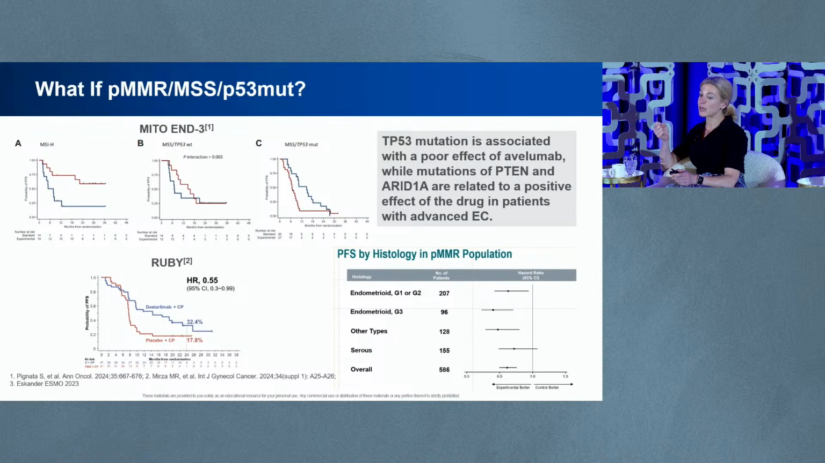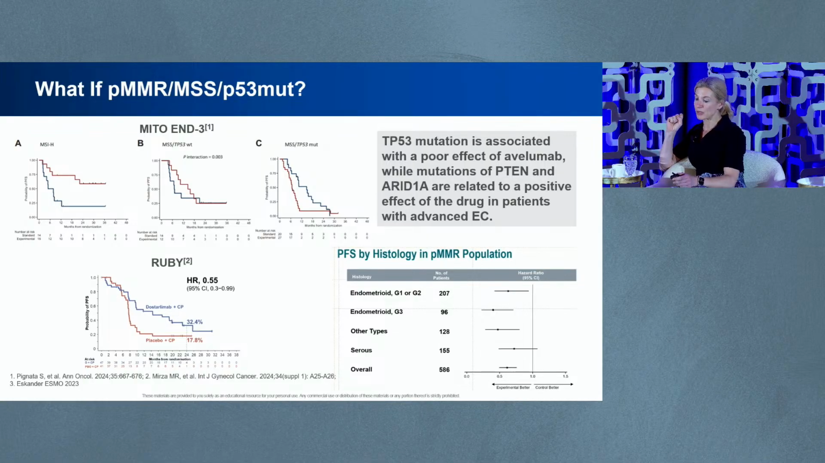For example, in the MITO-END3 study, if we look at graph C, this was mismatch repair stable, so proficient, P53 mutated. The blue curve is without immunotherapy, and the red curve is with immunotherapy. So here, the curves are actually reversed. In this study, they say P53 mutation is associated with a poor effect of avelumab, while mutations in PTEN and ARID1A are related to a positive effect of the drug in patients with advanced endometrial cancer. So a little bit different result, different drug.